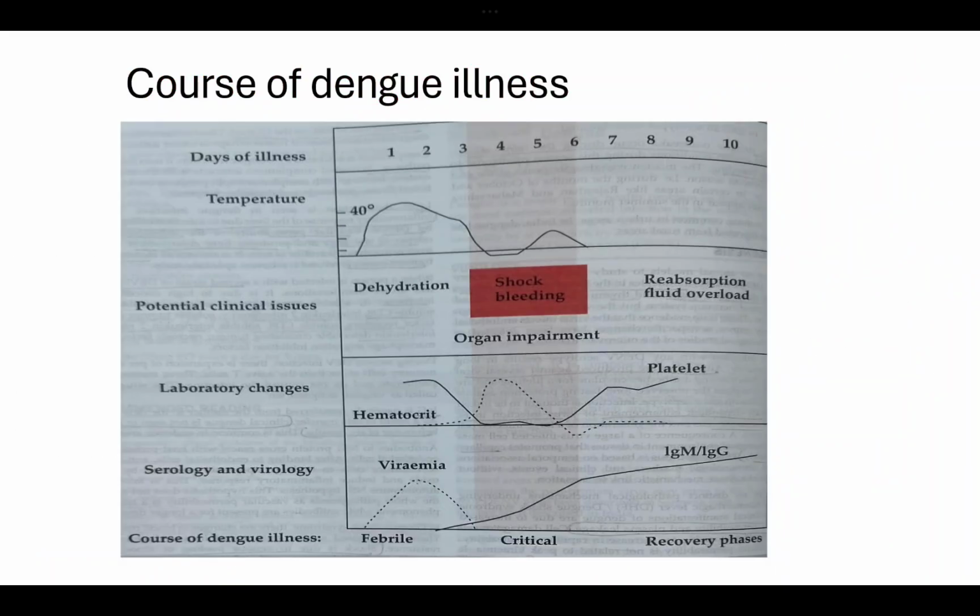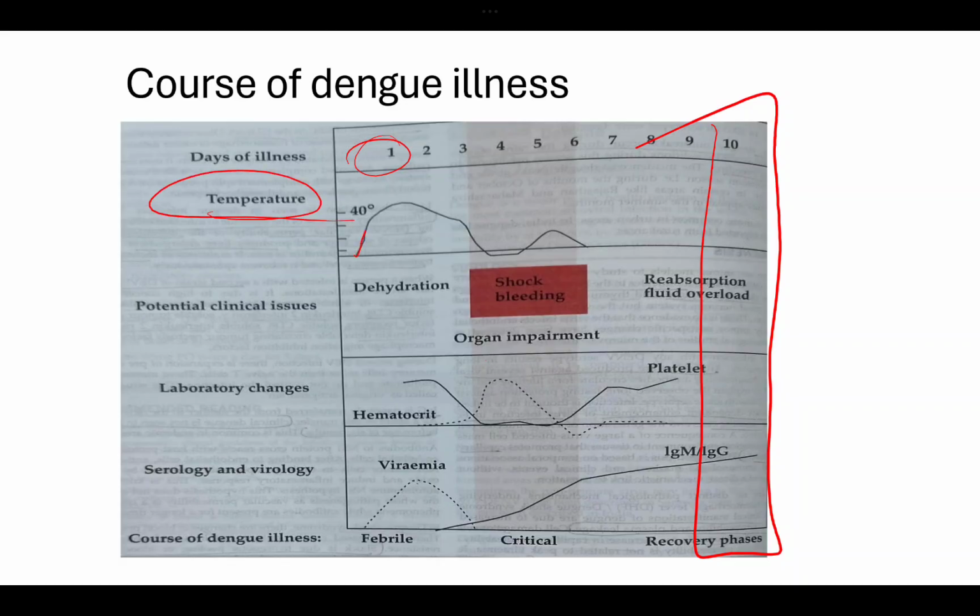Now we'll discuss the course of the disease. The course of dengue illness, you can see the temperature in the day 1. Now let's see up to 10 days they've given the phase here. In the day 1, the temperature, you can see it rises to 38, 39, 40, 41 degrees Celsius, and then from the day 3 onwards it drops down, comes down to the normal.